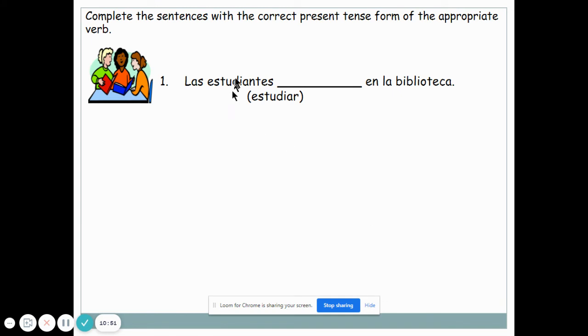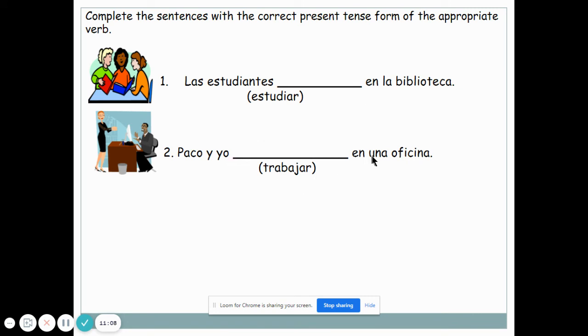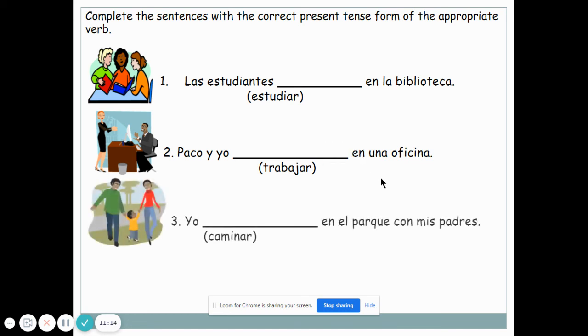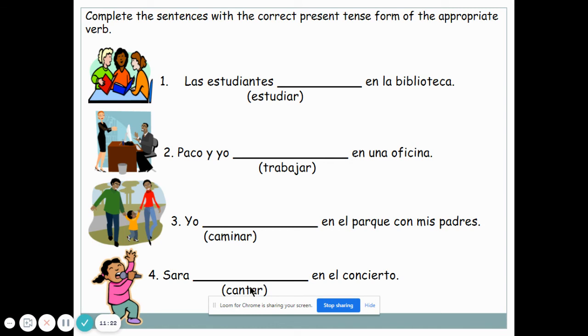So let's do some exercises. Los estudiantes, remember you have this verb in its infinitive form. You have to drop the AR and add the ending for ellas en la biblioteca. Paco y yo trabajar en una oficina. You drop the AR and what ending do you add? Yo caminar en el parque con mis padres. Sara cantar en el concierto. Remember, you're dropping the AR and you're adding the endings for each one of these exercises.